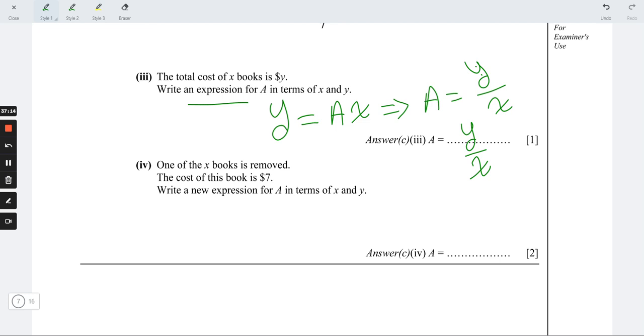I have an expression for A in terms of X and Y. The total cost of X books is Y dollars. I have A per book, so AX.